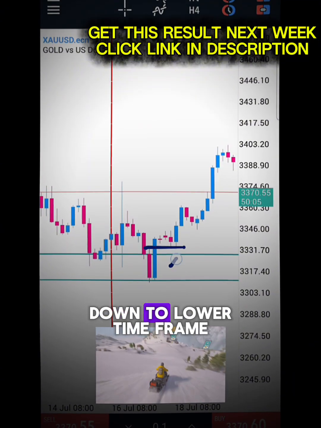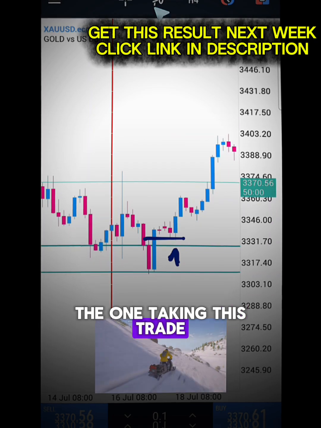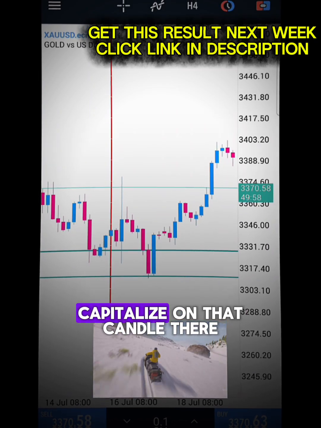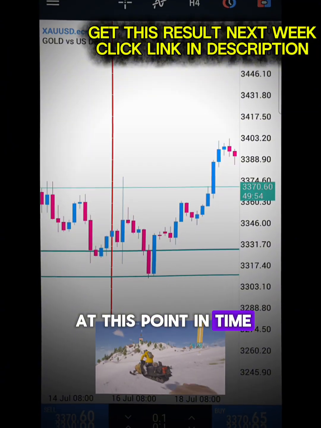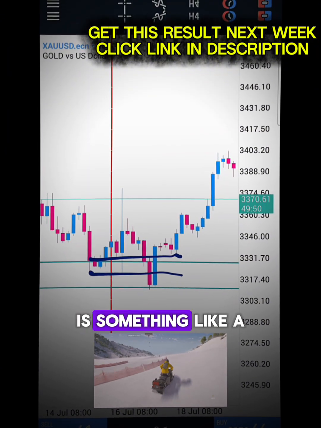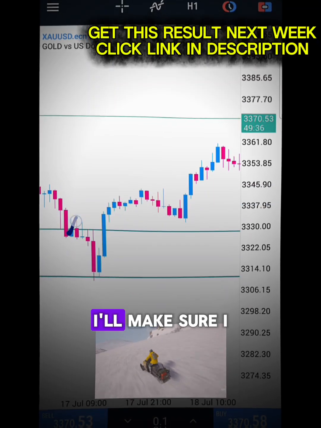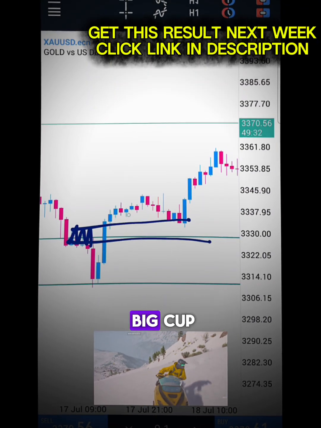So I'm going to drop down to a lower time frame and explain how I was able to get entry. But if I was the one taking this trade, what I was going to do is I was going to capitalize on that candle there. I was going to make sure I spam at this point in time, which is at that breaker block there, which looks like something like a support or resistance. I'll make sure I spam at this point too, like, this is literally a breaker block there.